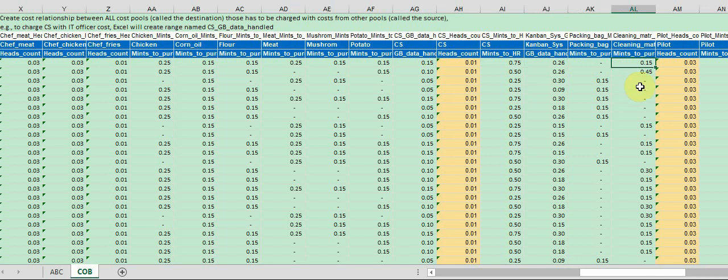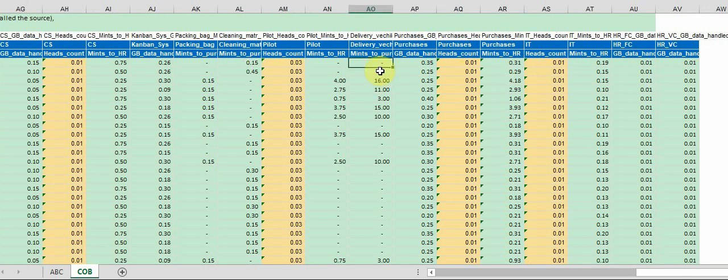Pilot, our delivery man, builds cost relationships with heads count and minutes to HR, to be allocated with a share of HR fixed cost and HR variable cost respectively. Delivery vehicle builds the cost relationship with minutes to purchase. Purchases department itself builds the cost relationship with gigabyte data handled, head count, and minutes to HR, of IT, HR fixed cost, and HR variable cost respectively.